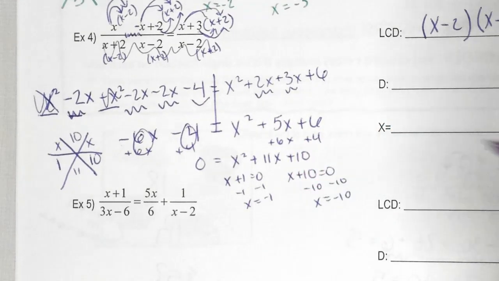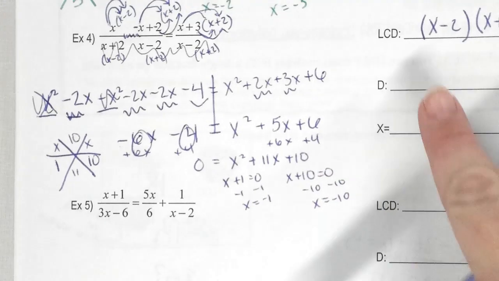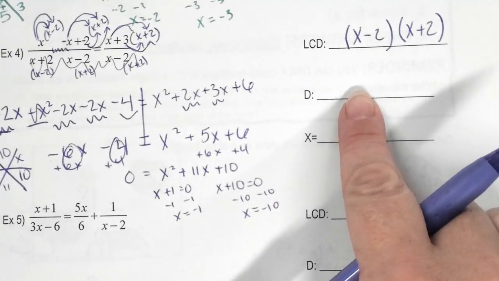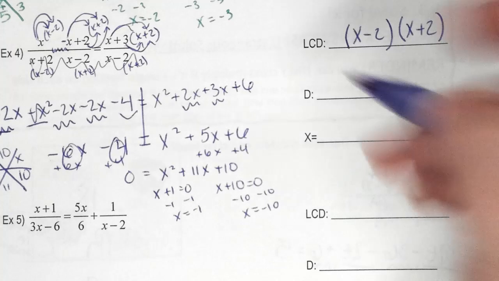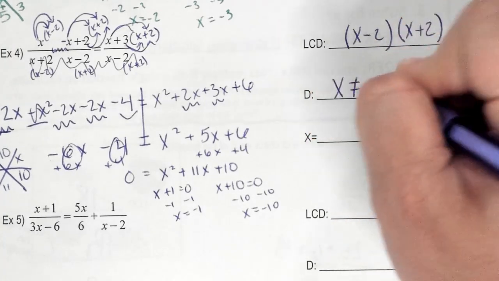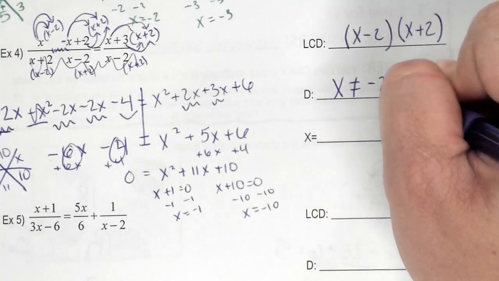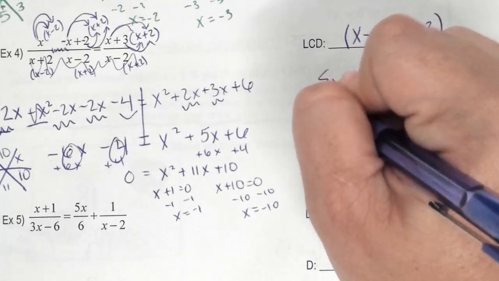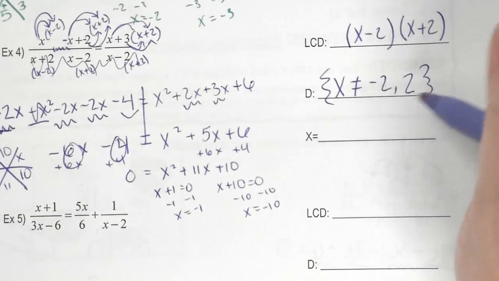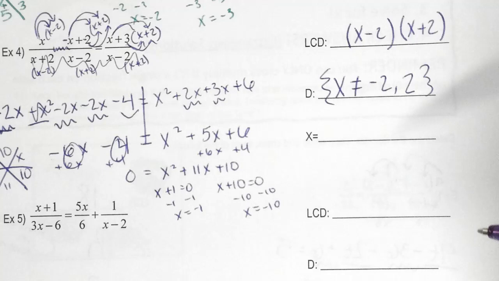So I know, before I do that, what's my domain? What would make either of these equal 0? X minus 2, x plus 2. Yeah, positive, negative 2 and positive 2. Not x minus 2, x plus 2. The actual numbers. Are either of those that? No. So we're good.